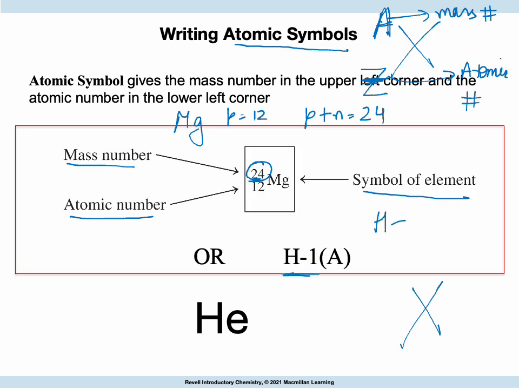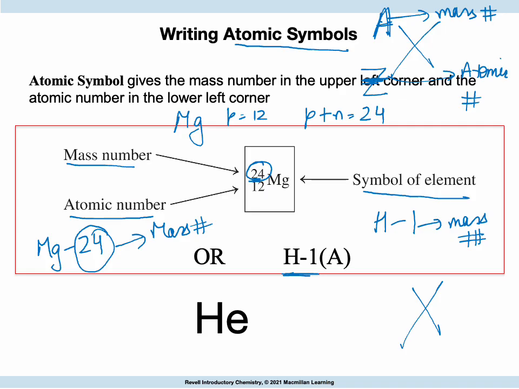For example, if I say H-1, that means this number that is written, 1, is the mass number of the element. I can also write magnesium-24 like this. That means the number given to you is the mass number. Why is that? Because atomic number you can also find from the periodic table. So we usually write the mass number. Atomic numbers are usually avoided because you can find them on the periodic table.